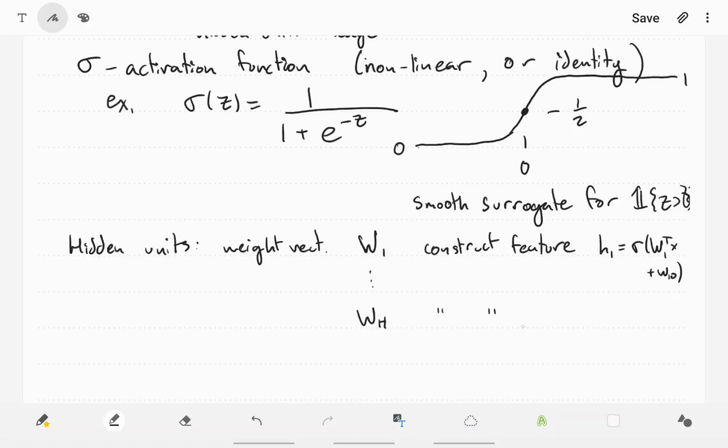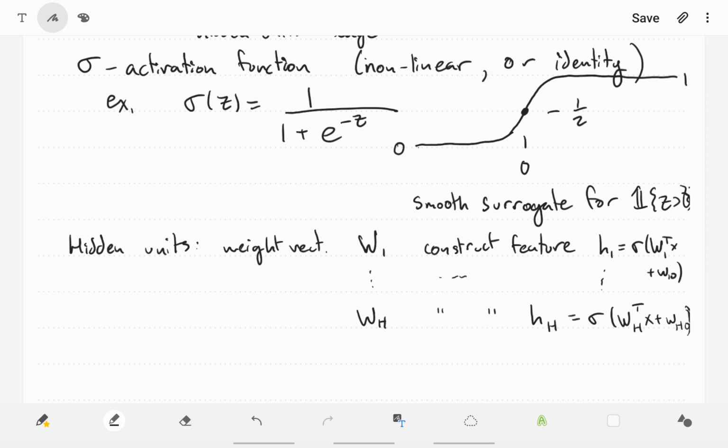And then this also constructs a feature, so all of these will construct separate features, H sub capital H, which is equal to sigma of W capital H transpose X plus W capital H 0. Okay. So we're constructing all of these features, and they're all scalars, right? And so, if we were to fix these W's, then it would just be as if we constructed separate features which are possibly nonlinear functions of the input.